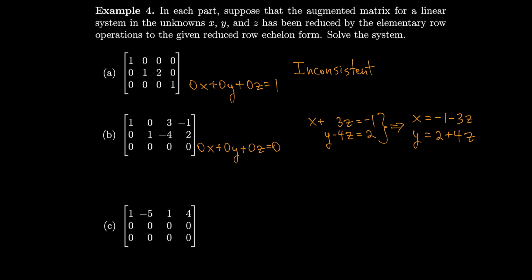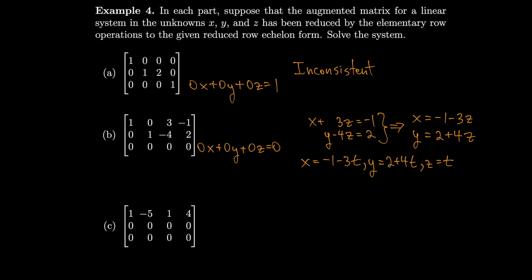Whenever we have a free variable, what we can do is write it as a parameter. We just make up some other letter, we let the free variable become that parameter, and we'll write our variables in terms of that parameter. So in this case, our parameter, we could just make it t, for example. So how about x equals -1 minus 3t instead of z? We'll set y equal to 2 plus 4t, and then we'll just set z equal to t.